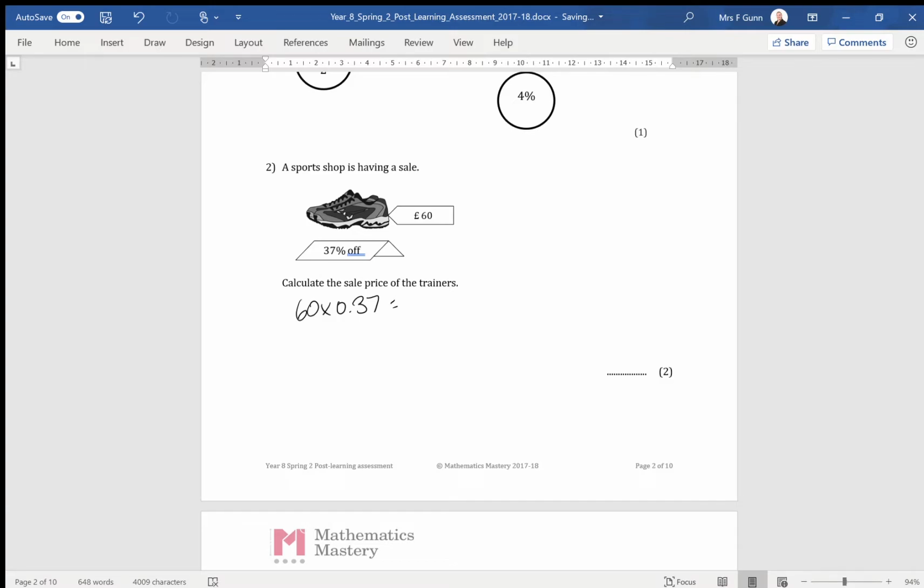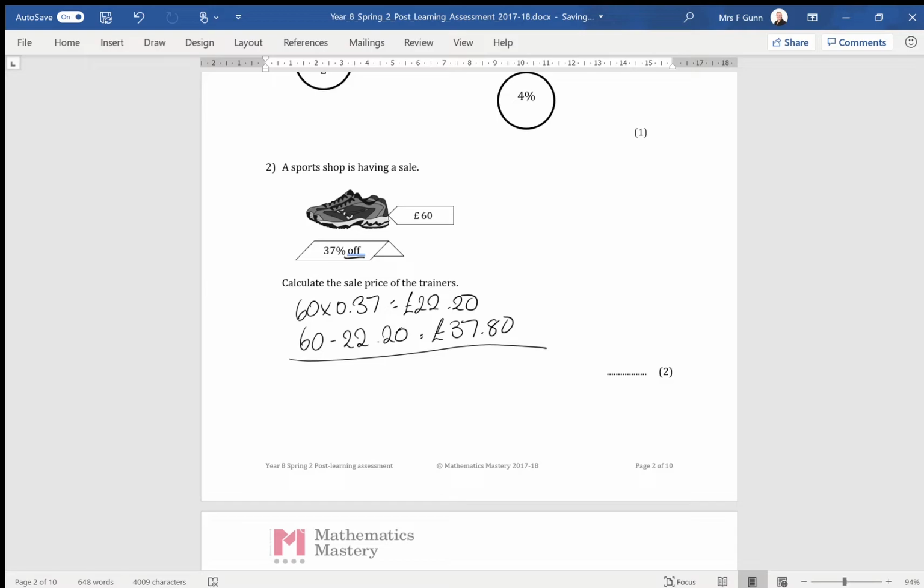60 times 0.37 is £22.20. It's off, so you take it away. So then 60 minus £22.20 is £37.80. So that's one way you can do it.